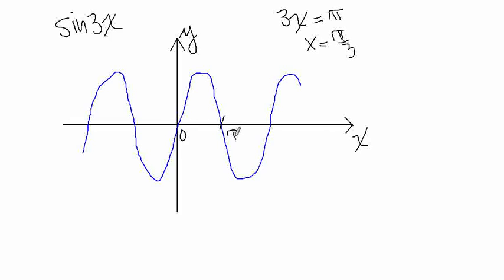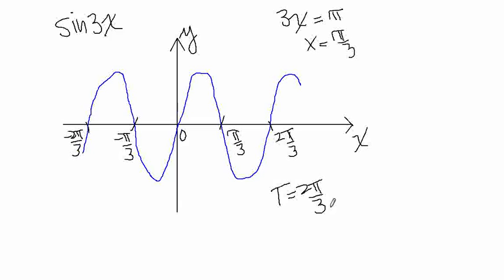Okay, so the first intercept has to be pi over 3, and then the other one has to be 2 pi over 3. And likewise, on the other side, we have minus pi over 3 and minus 2 pi over 3. Okay? Now, what is the period of this new function? Can you see that the period is 2 pi over 3?